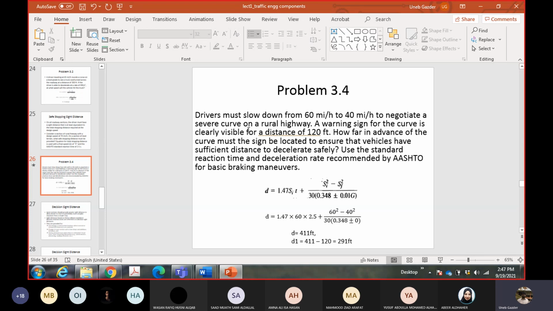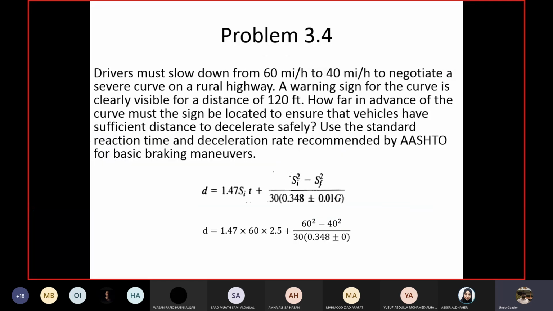So what we should do? Inform the driver, lower down the speed. We inform the driver to lower down the speed. How much? From 60 to 40 miles per hour. Now in this problem we are looking at how we should inform the driver. So he should be informed with a warning sign. He will be informed with a warning sign. So this warning sign, let me make it here for you.